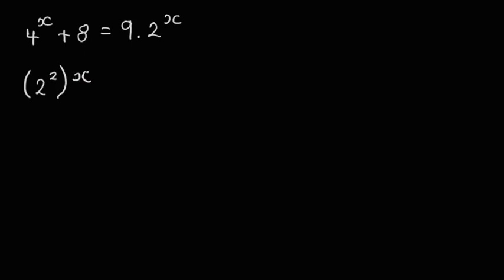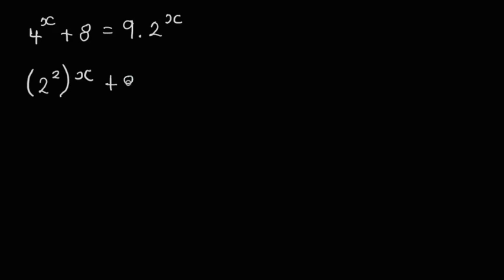And this is something important that I want you to take note of. When you replace a base, please replace it in a bracket. If it had an existing exponent, that existing exponent goes outside the bracket. Then we've got plus 8 is equal to 9 times 2 to the power x. So the 2 here is already a prime number.